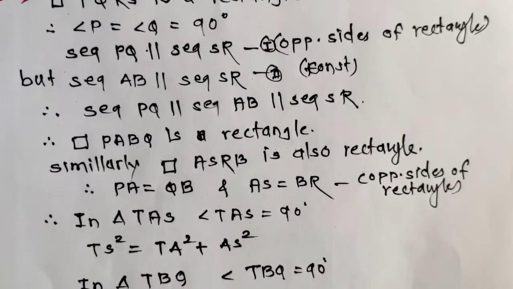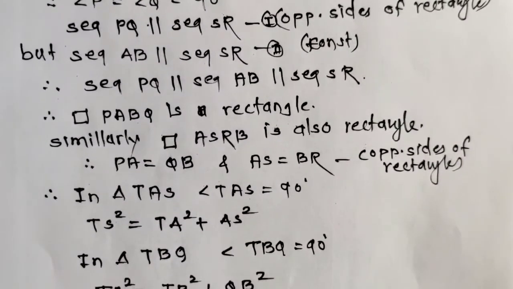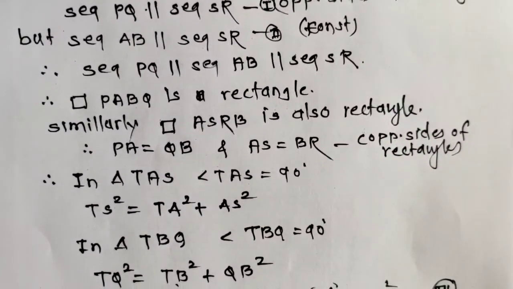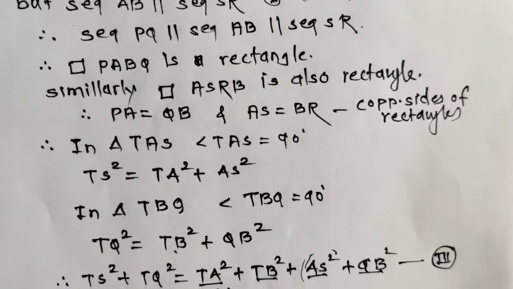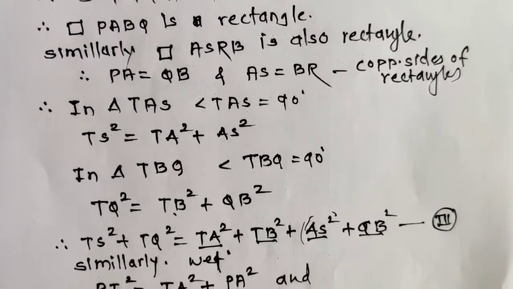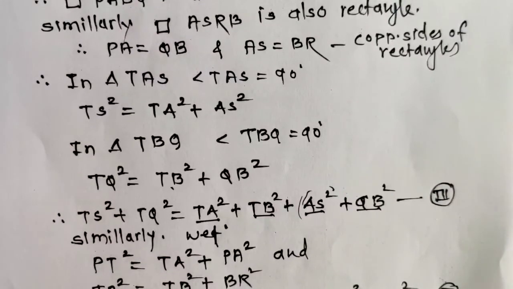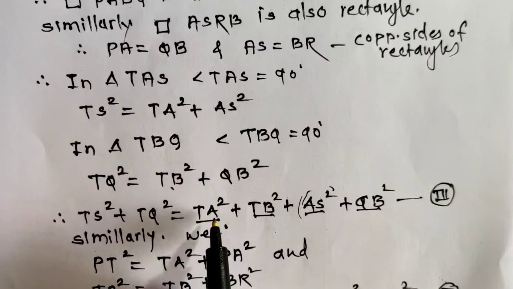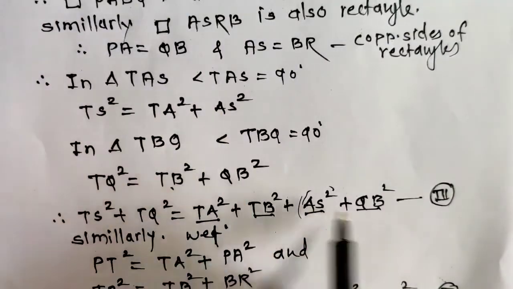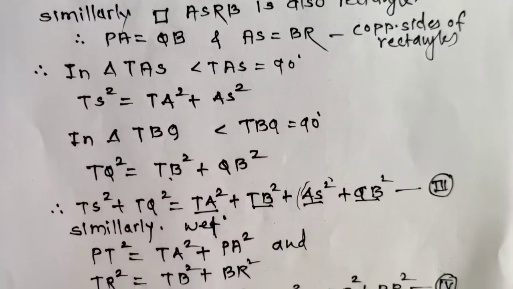Now in triangle TAS, use Pythagoras, we get TS square is equal to TA square plus AS square. In TBQ, use Pythagoras, TQ square is equal to TB square plus QB square. Add both, TS square plus TQ square, because that is our left hand side in the given. So we get TA square plus TB square is equal to AS square plus QB square. That is our third statement.